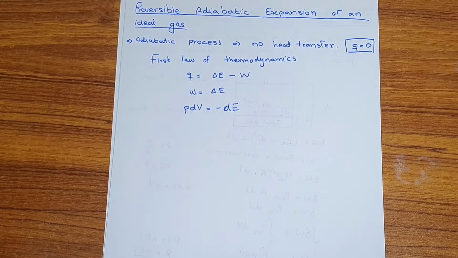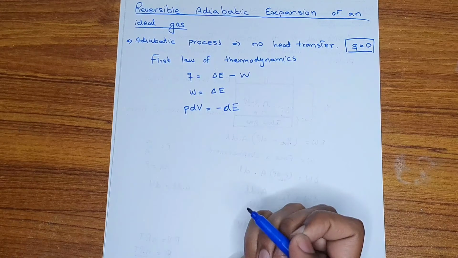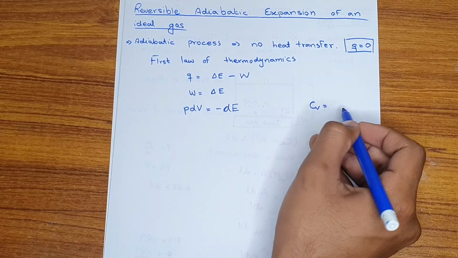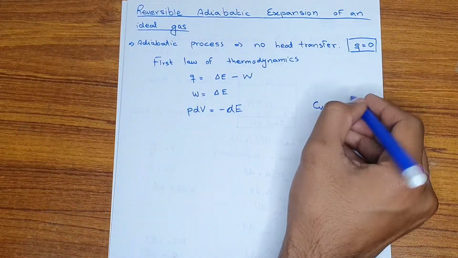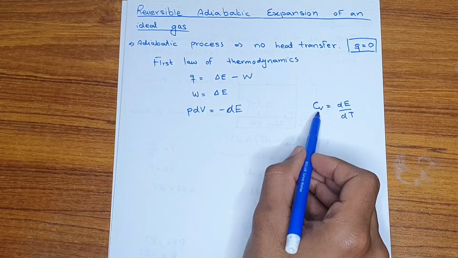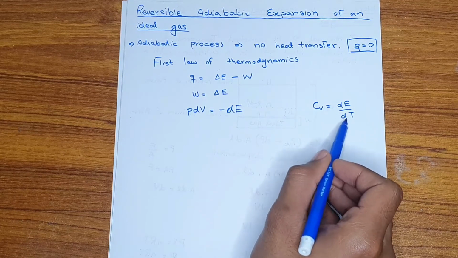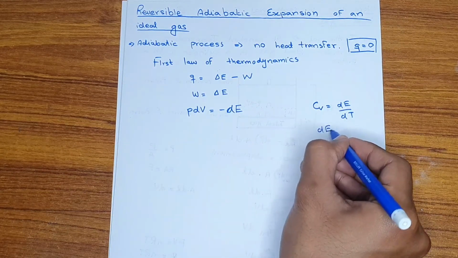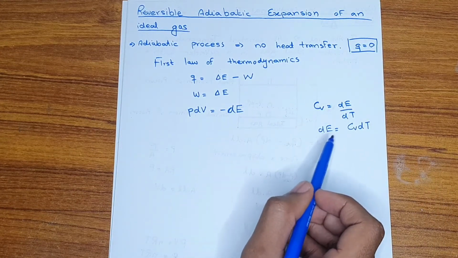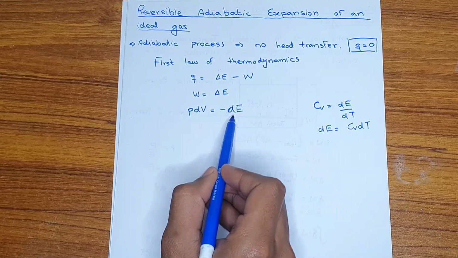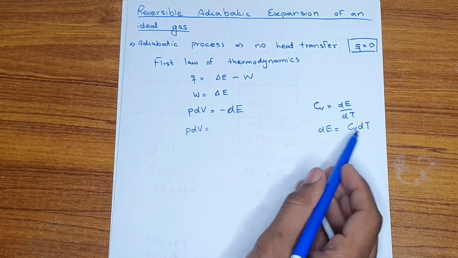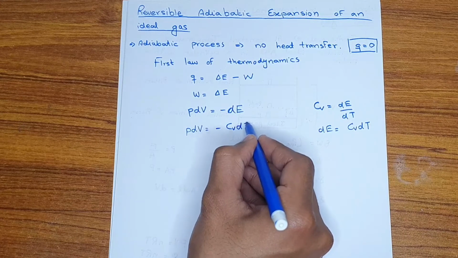So moving on, as you know the formula for specific heat at constant volume is CV is equal to change in energy divided by delta T. This dT will go here and I will get a value of dE as CV dT. Now I just have to plug in this value in place of dE. So plugging in, I get P dV is equal to, in place of minus dE, minus CV delta T.